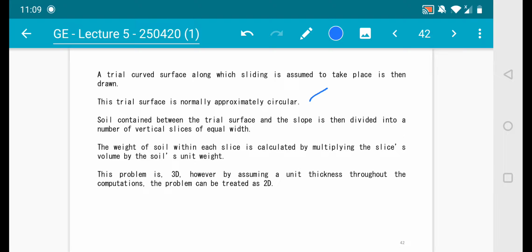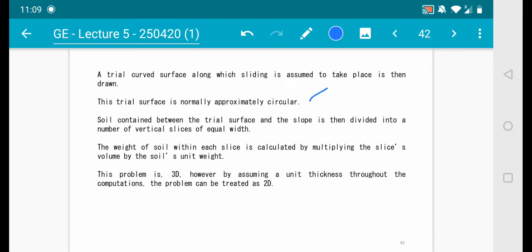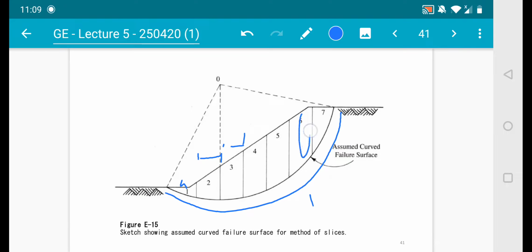Next, the soil contained between the trial surface and the slope is divided into a number of vertical slices of equal widths. You're going to start off with this part, so you have the same width for slice number 1, 2, 3, 4, 5, 6, 7 and so on. The weight of soil within each slice is calculated by multiplying the slice volume by the soil's unit weight. Each of these slices has a contribution of weight. So how do you calculate this? It is the unit weight of each slice, respectively multiplied by the volume.